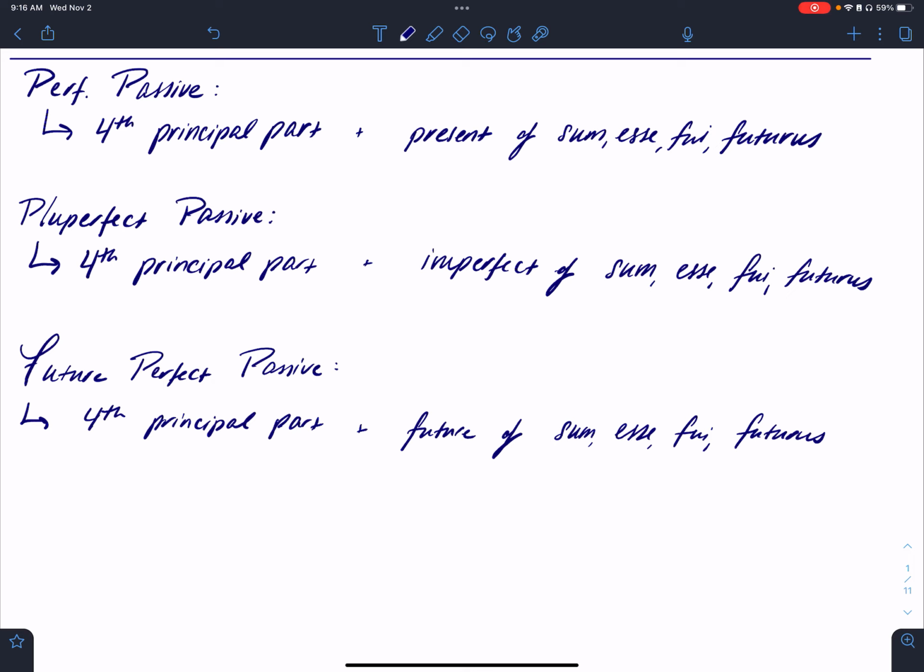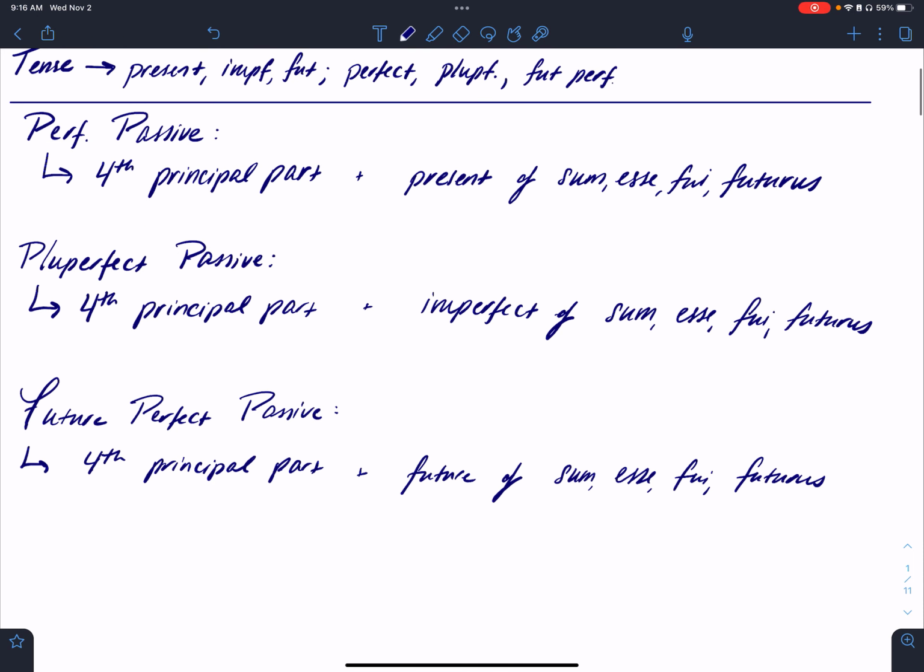No. Okay, so pretty much our big takeaway from today is that in the present system, you just add those endings: r, ris, tur, mur, mini, and ntur. And in the perfect system, it's going to be the fourth principal part plus some tense, either the present, imperfect, or future of sum, esse, fui, futurus. That's it. That's the passive.